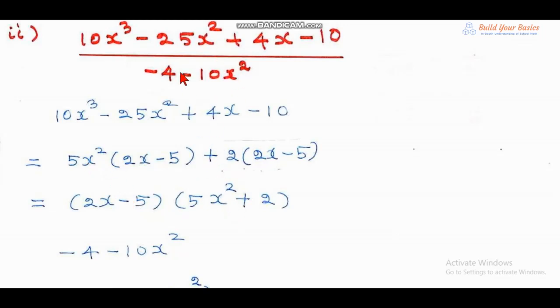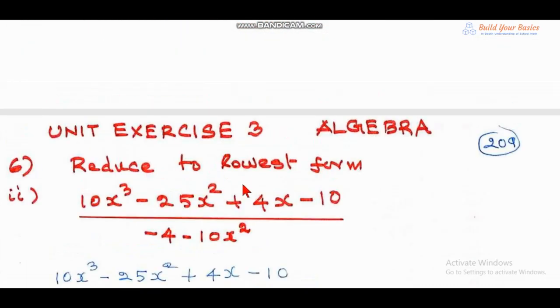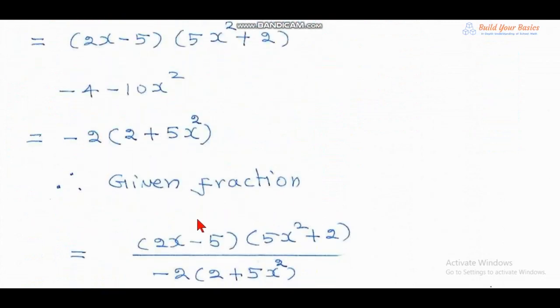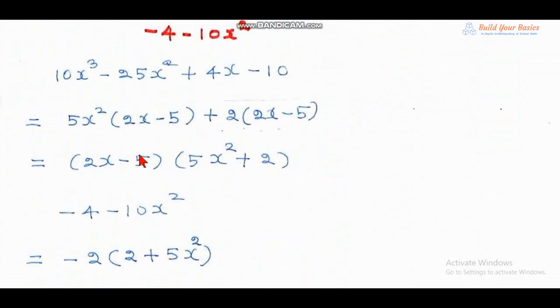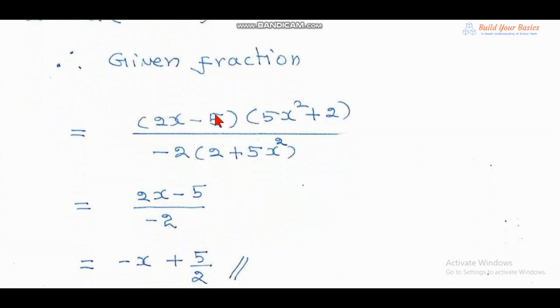Numerator over. Take up the denominator: minus 4 minus 10x squared. We can take minus 2 common, so minus 2 into 2 plus 5x squared. This 2 plus 5x squared occurs there also. So let us take up the whole fraction. The given fraction equals numerator 2x minus 5 into 5x squared plus 2, denominator minus 2 into 2 plus 5x squared. 2 plus 5x squared, 2 plus 5x squared, they get cancelled. We get 2x minus 5 whole divided by minus 2.